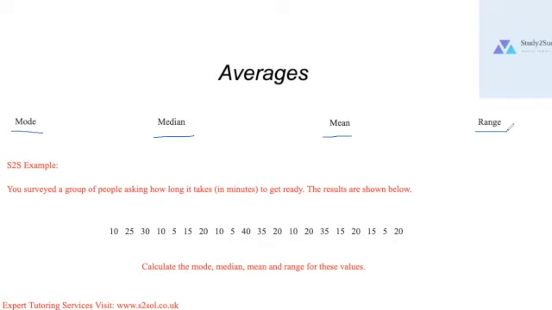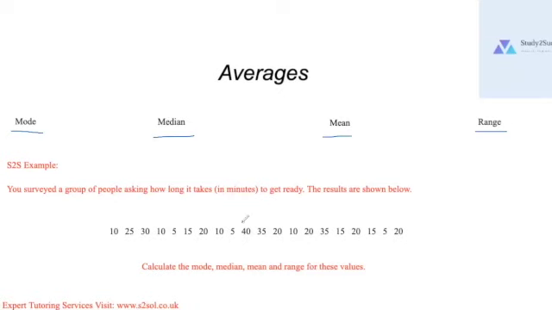So here's an example that we're going to work through together now. It says you surveyed a group of people asking how long it takes in minutes to get ready. The results are shown below. And here we have a list of numbers. We need to calculate the mode, median, mean, and range for these values.